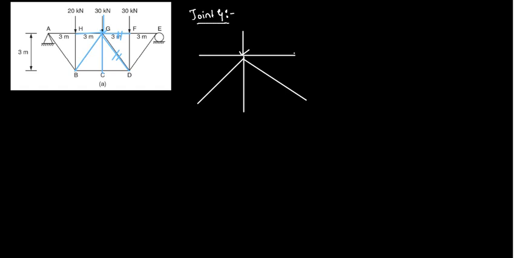Now I am going to write all the member forces along with the values we have obtained from the previous calculation. This is the 30 kilonewton load, and this is TGF. This is TGD, this is TGC, this is TGB, and this is again TGH. Now I am going to write the values of TGH and TGB from the previous calculation.